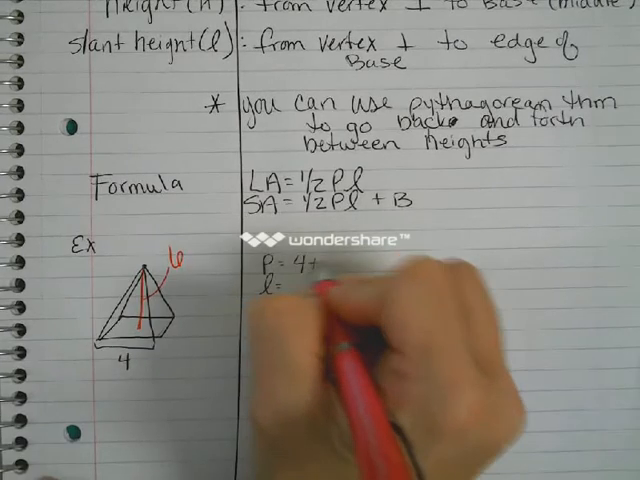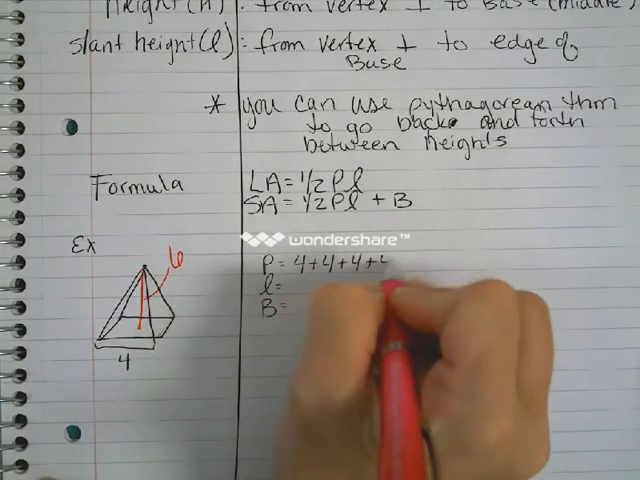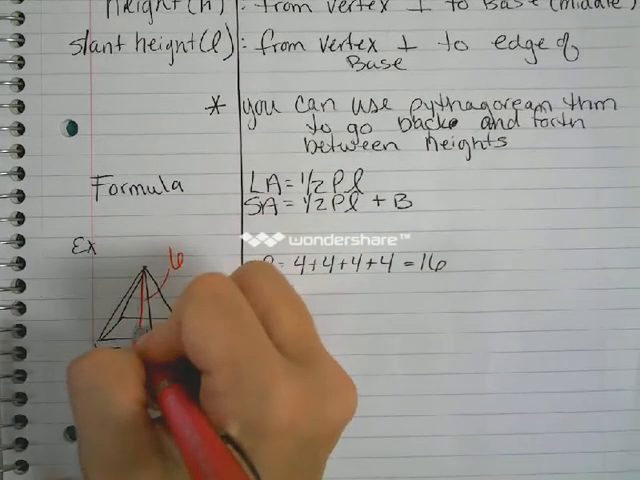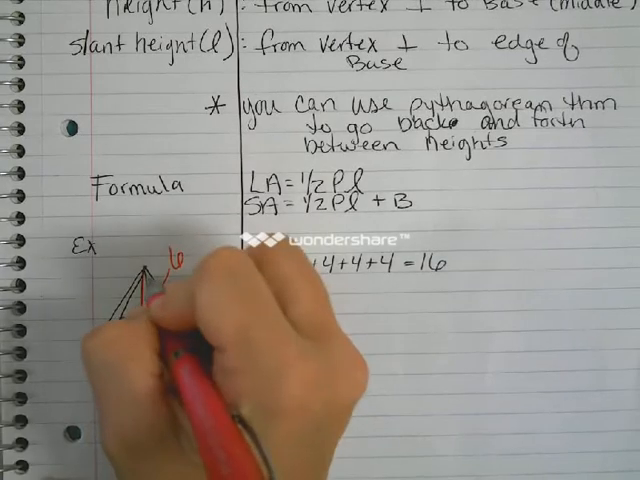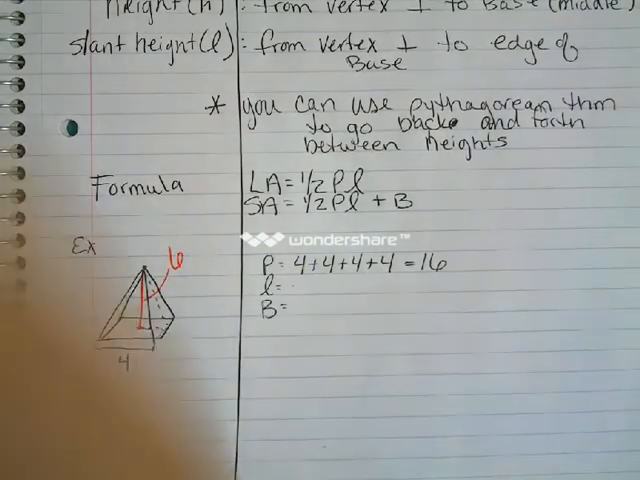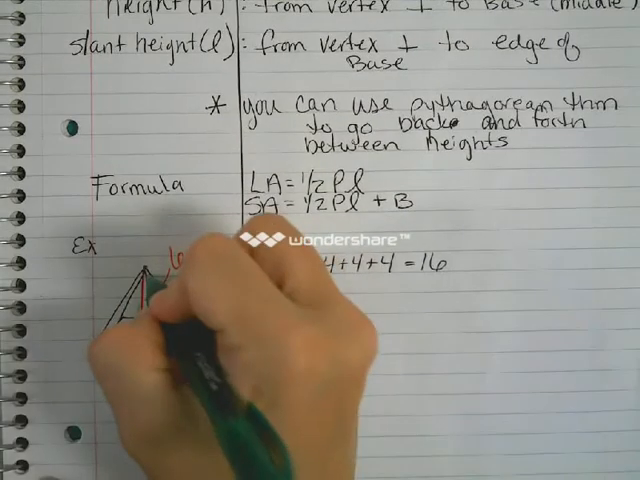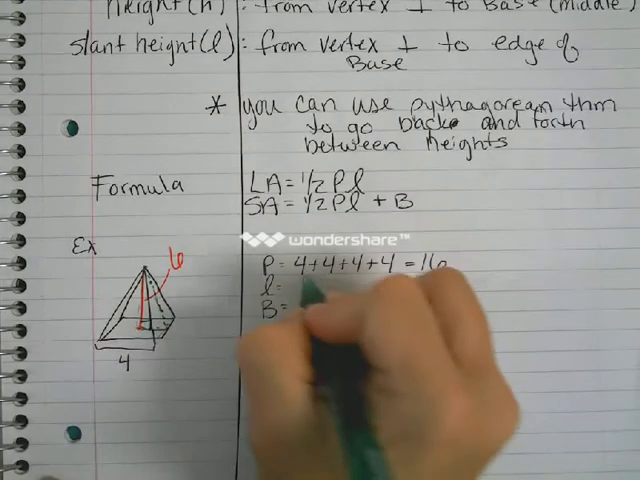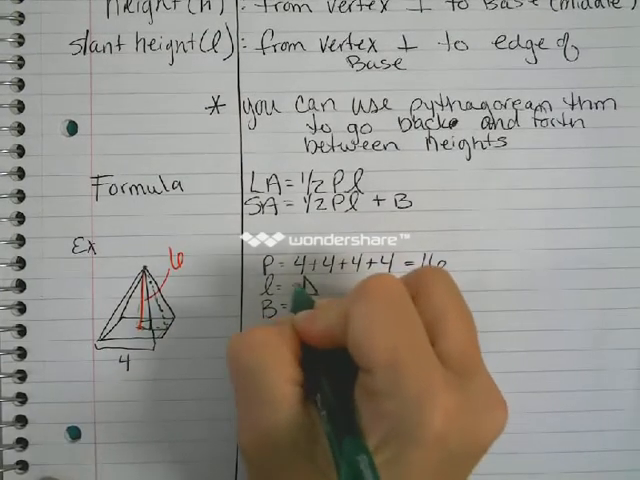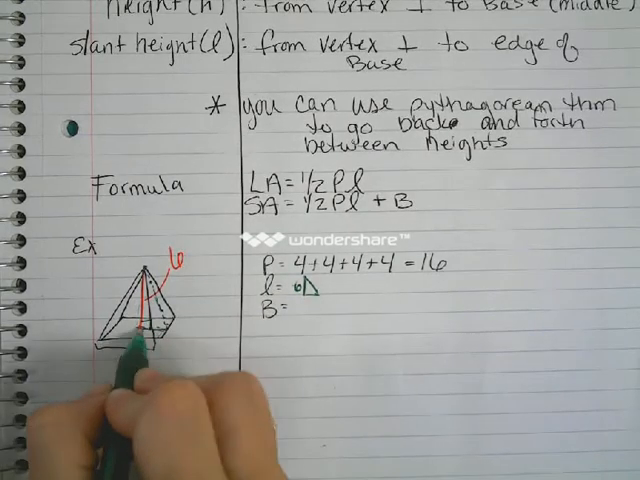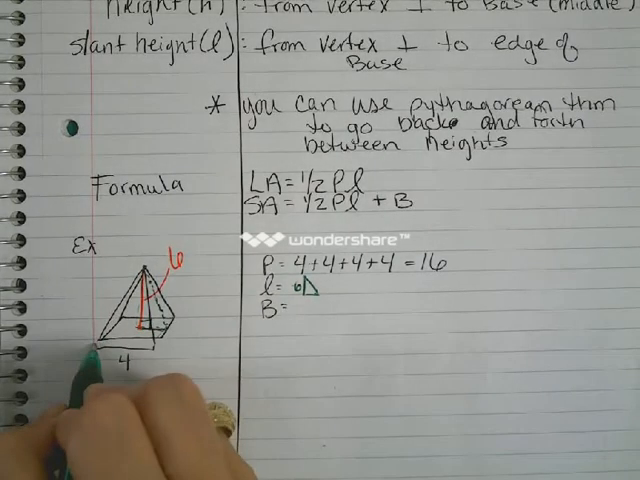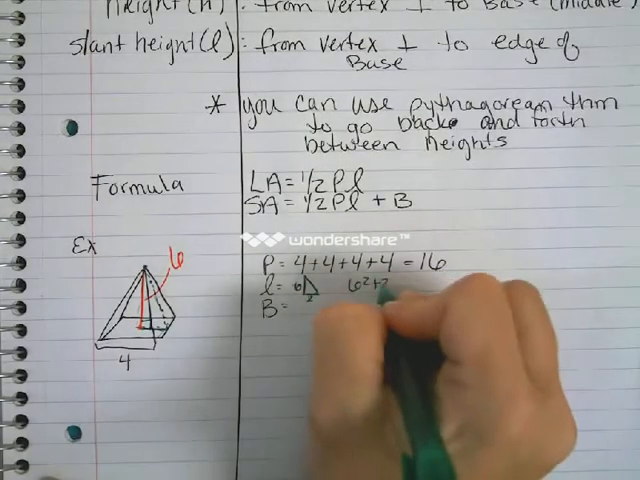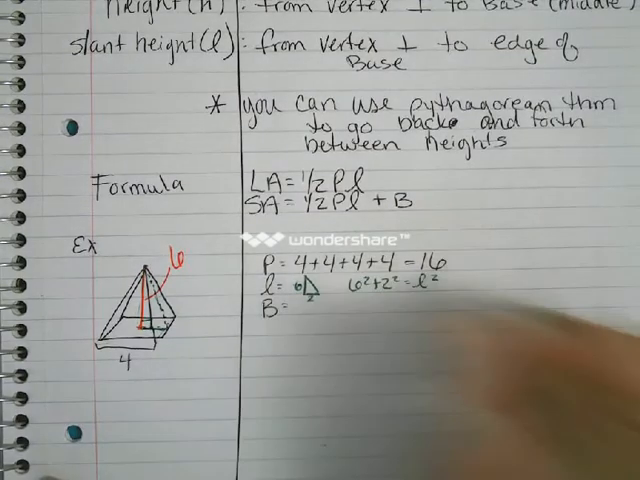Okay, this is the right triangle we're going to use. We know this is 6, and this length is actually going to be 2, because if the whole length is 4, then that's half, so that's 2. So 6 squared plus 2 squared equals L squared. That's 36 and 4, which is 40. So L equals the square root of 40, which is 6.32.